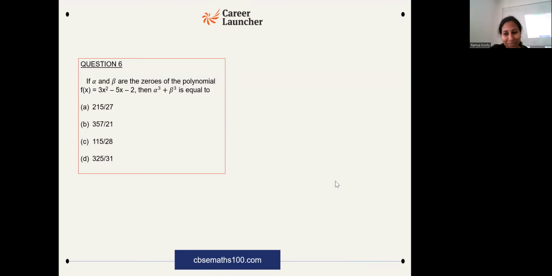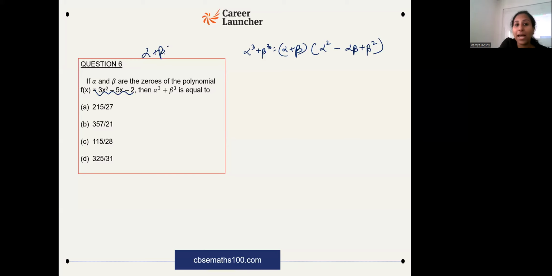Is it the a plus b into a square minus ab plus b square? That can be used, but one disadvantage of that is I will again have to substitute an identity for a square plus b square, right? Yes, ma'am, you are telling me we can use alpha cube plus beta cube is equal to alpha plus beta into alpha square minus alpha beta plus beta square. From the polynomial, we will get the value of alpha plus beta and alpha beta.